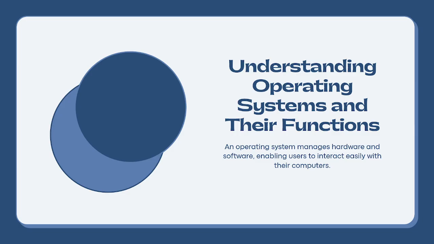So, understanding the operating system. You can't talk about Windows without going back to what an operating system is. An operating system manages the hardware and software, enabling the user to interact easily with their computer. Remember in lesson one, when we talked about hardware and software, we talked about the motherboard and a few other components. For your keyboard, for example, which is an input device, to interact with the software, there has to be an operating system that makes this possible, right? So the operating system manages the hardware and the software, enabling users to interact easily with their computers.